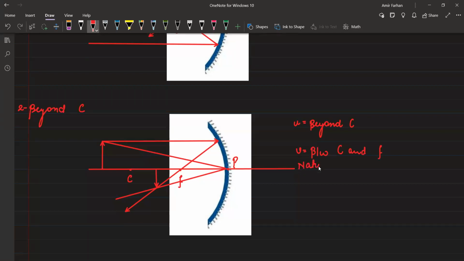Real and inverted. Yes, it is real and inverted. Gianna, Arya, Mariam, Nabila, and Jabbar, is it clear? Yes or no? Yes, sir.